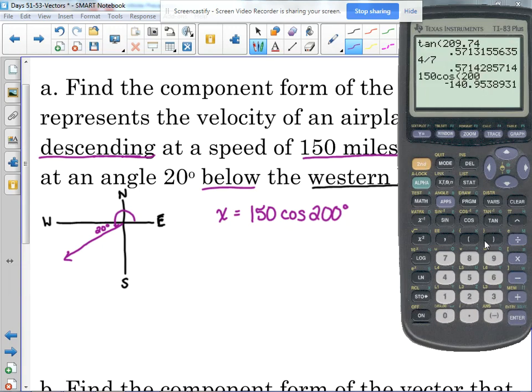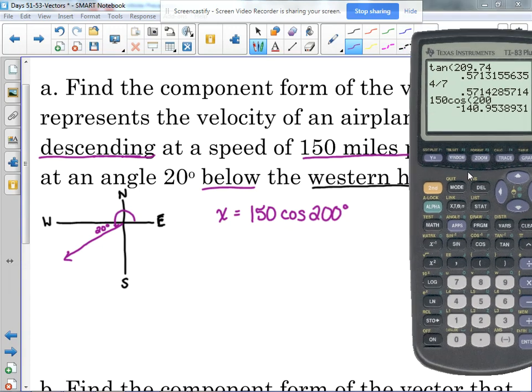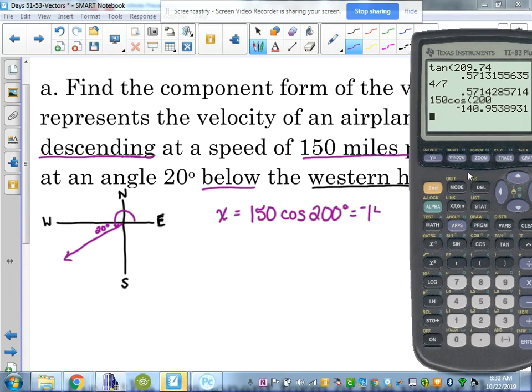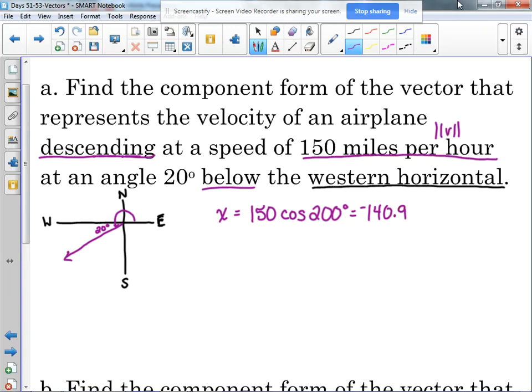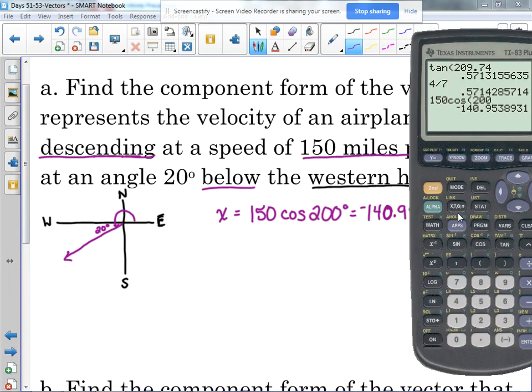We're always in degree mode right now. We get negative 140.954. Now, does that agree with our picture? Should our x-coordinate be negative? Yes, our x-coordinate should be negative. Look at where we're at. We're in the third quadrant, so our x is definitely negative.